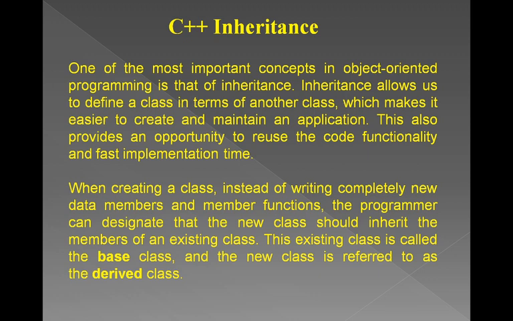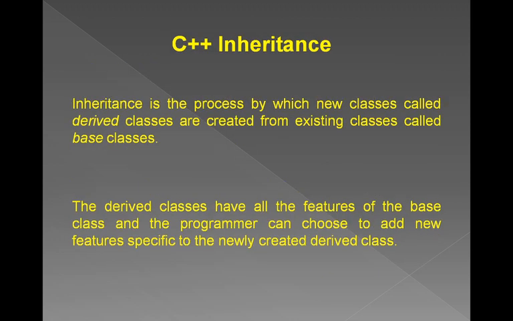When creating a class, instead of writing completely new data members and member functions, the programmer can designate that the new class should inherit the members of an existing class. This existing class is called the base class and the new class is referred to as the derived class. Inheritance is the process by which a new class, called the derived class, is created from an existing class, called the base class. The derived classes have all the features of the base class and the programmer can choose to add new features specific to the newly created derived class.